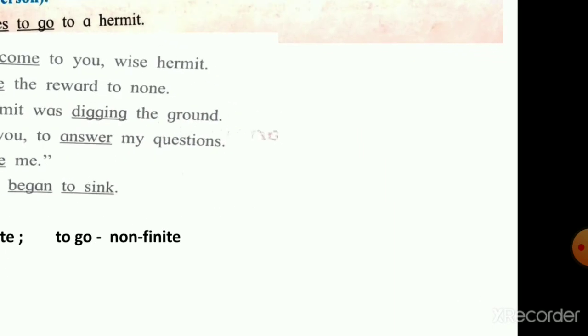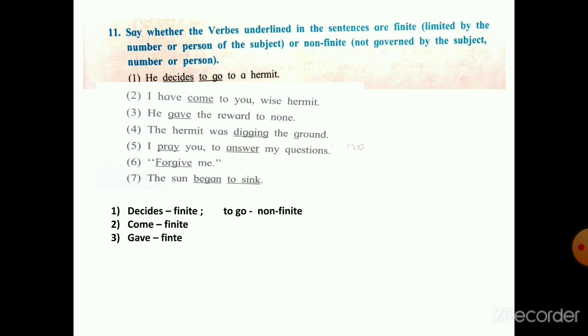Third sentence: he gave the reward to none. So your answer, gave, is the finite word. Fourth, in gave जो है हमने उसका पर्सन बदल दिया, टेंस बदले तो ऑब्वियसली गेव का गिव, गिवन या फिर गिव्स ऐसे कुछ बन जाएगा, इसलिए वो फाइनाइट है.